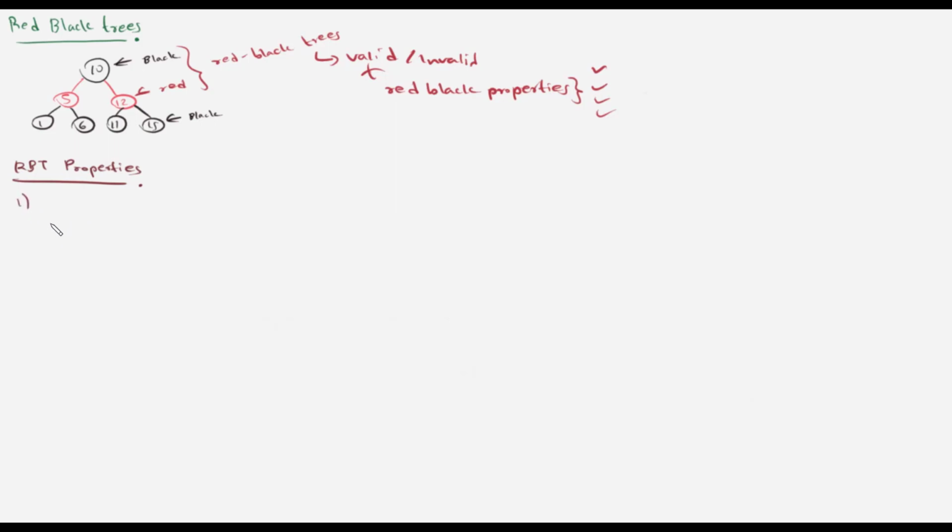So the first red black tree property is every node of the corresponding red black tree must be either red or black. Okay, I will just write those in short form. And the second property is the root is always black.